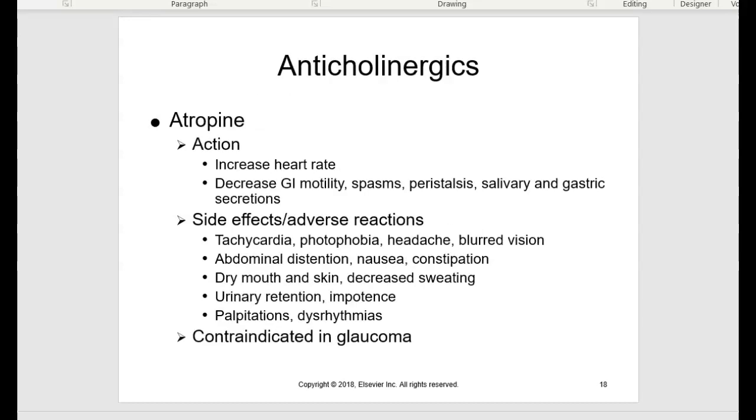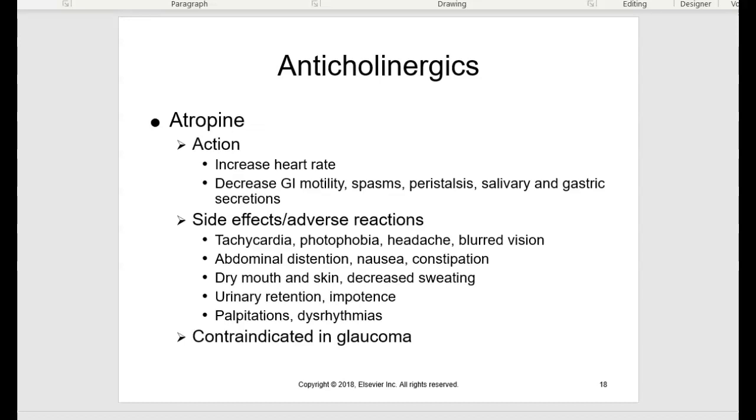So the first anticholinergic we're going to talk about is atropine. Atropine is your prototype drug on page 217. When I think of atropine, I think of the T as, when I write it, I draw the T as an upward arrow and the P as a downward arrow. And that reminds me that with atropine, something's increasing and something's decreasing. And you look here under action, what's increasing is the heart rate.